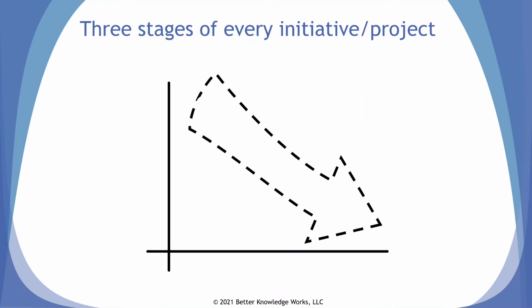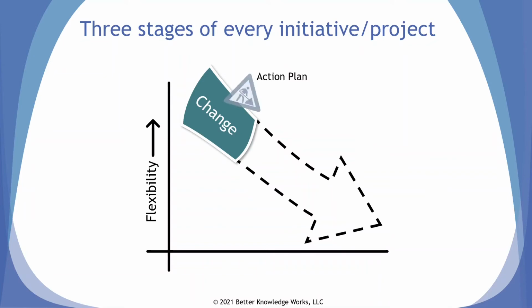Initiatives and projects mature along the same path: change, traction, value. First, there's a period of high change ending in a project launch. Let's say we're going to increase revenue by overhauling our website for e-commerce. That change includes designing and implementing that new website. That's a lot of work. During this period, we need a highly flexible way to measure our project, like an action plan.